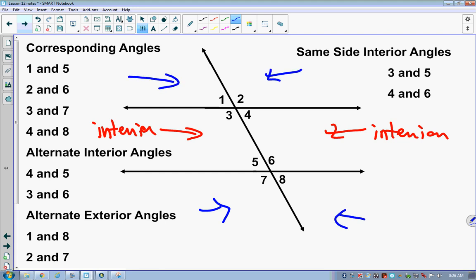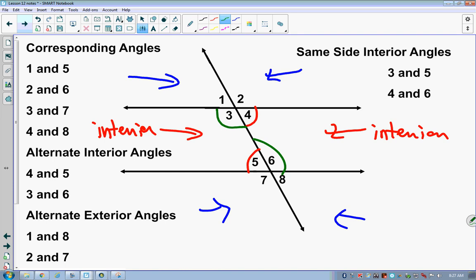These four are exterior angles. Okay, do we understand the difference between interior and exterior? All right, so alternate interior angles means 4 and 5, 3 and 6. Alternate means opposite sides of the transversal. So when you see the word alternate, you ought to be thinking opposite sides of the transversal, not opposite sides of a parallel line.